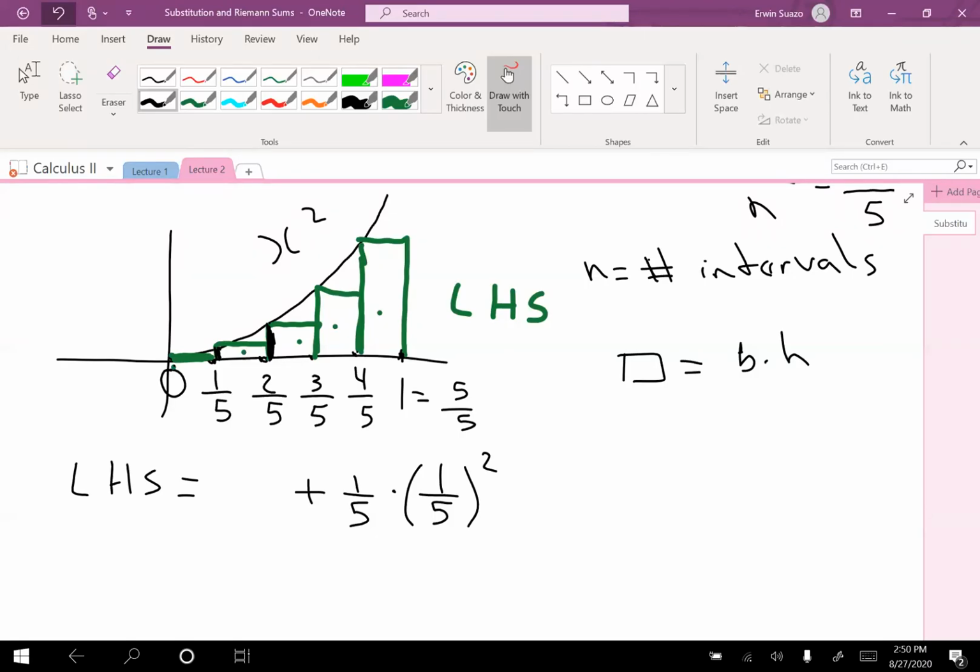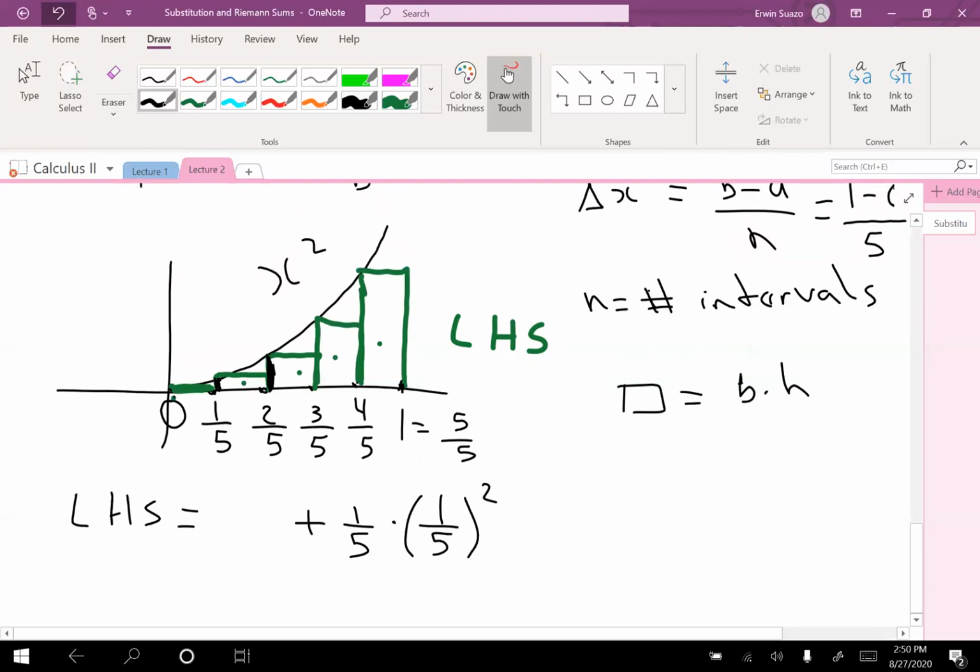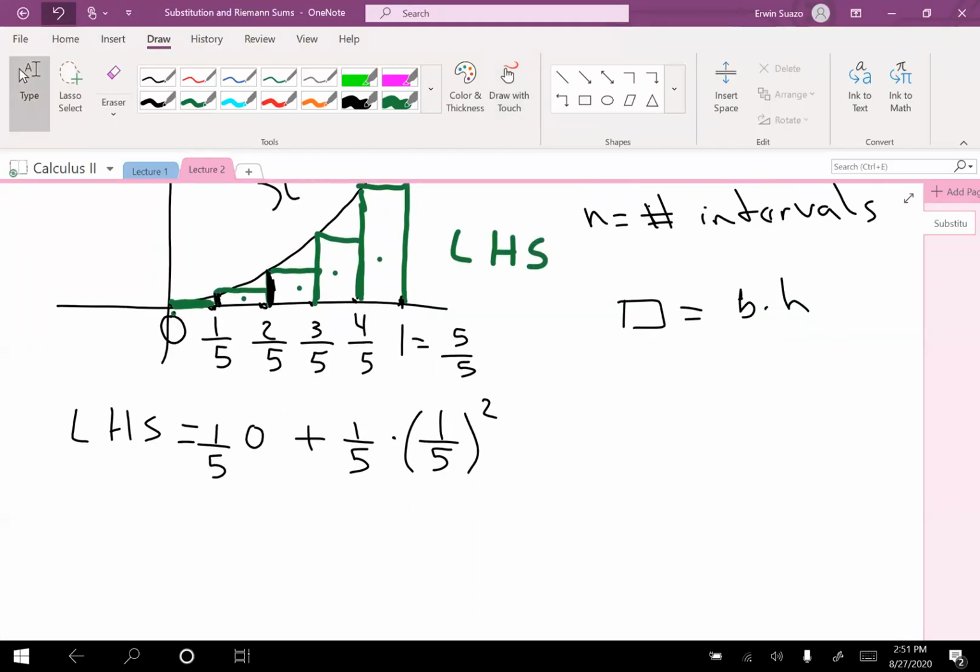So this is the first one. The second one, base is 1/5, height is 1/5 squared. The first one, the base is 1/5. How high is it? If you start at 0 and shoot 0, this one doesn't have anything. So that's why this is a good example for this. Plus, then you just keep going.